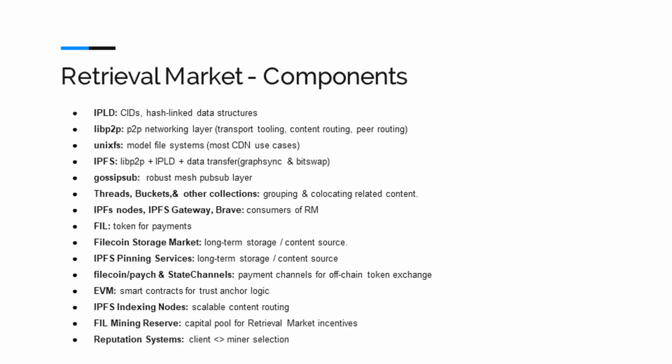In the retrieval markets, there are several components. The first one is IPLD, that includes CIDs, hash-linked data structures. libp2p, P2P networking layer. It transports tooling, content routing, and peer routing. Unix FS, that's model file system, most CDN use cases. IPFS, that's libp2p plus IPLD plus data transfer. GossipSub, that's robust mesh PubSub layer. Threads, buckets, and other collections, that's grouping and collecting related content.